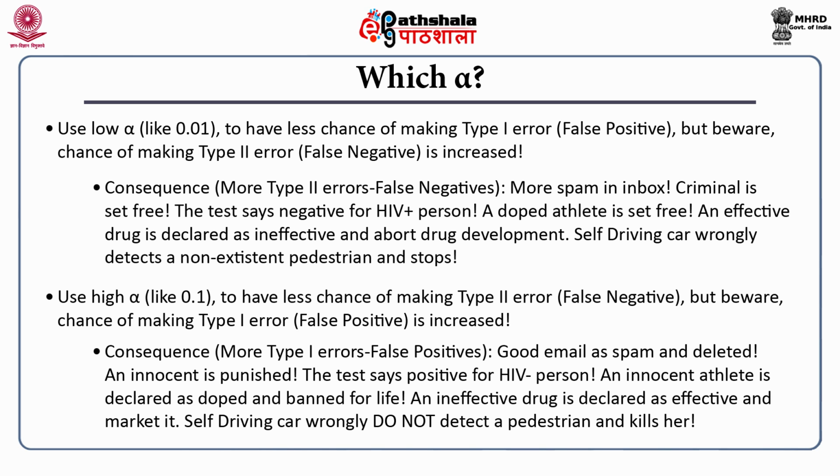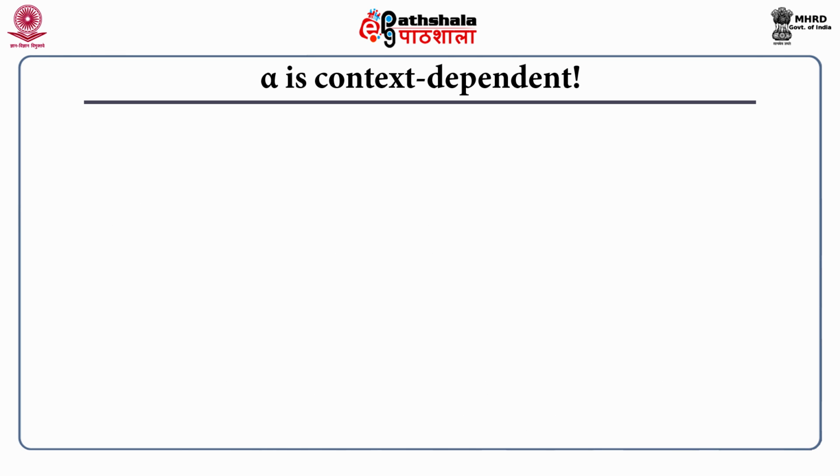Why? Because if the test says positive, then the person will definitely go for a further or reconfirmation test. But if the test says negative for an HIV positive person, then the person would think there is no problem and will not take any therapeutic intervention. So that is actually wrong. It depends upon the context, so you cannot make a rule of thumb or the same rule for every context. Alpha is context dependent.